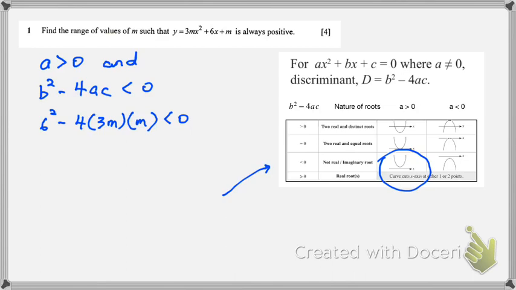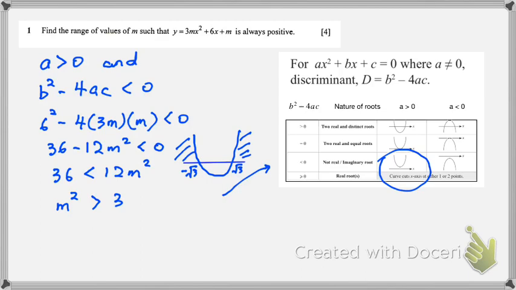we know that b is equal to 6 and a is 3m and c is m. So we have 6 squared minus 4 times 3m times m less than 0. So work it out, we get 36 minus 12m squared is less than 0, and hence m squared is greater than 3.